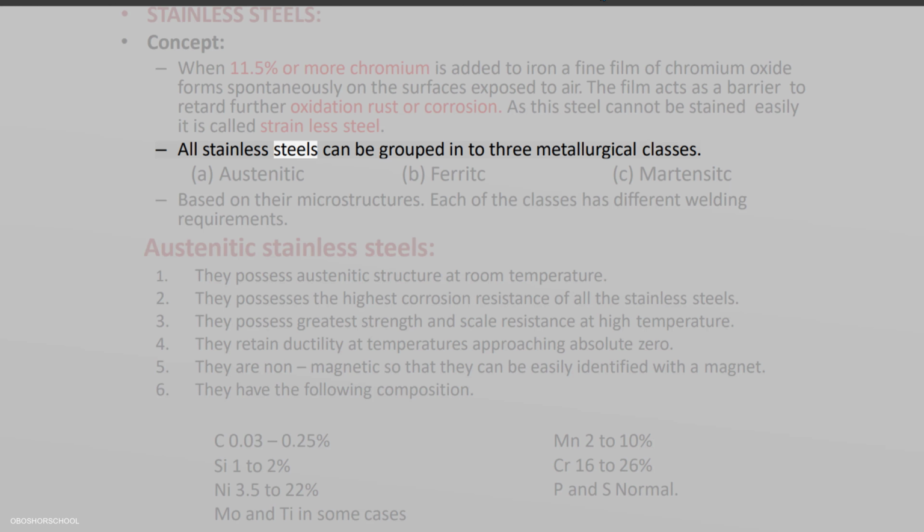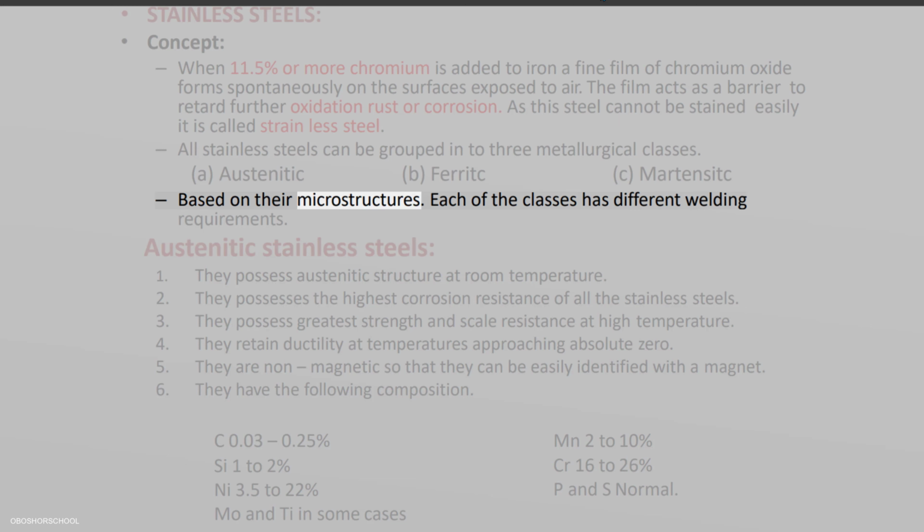All stainless steels can be grouped into three metallurgical classes: A. Austenitic, B. Ferritic, C. Martensitic, based on their microstructures. Each of the classes has different welding requirements.